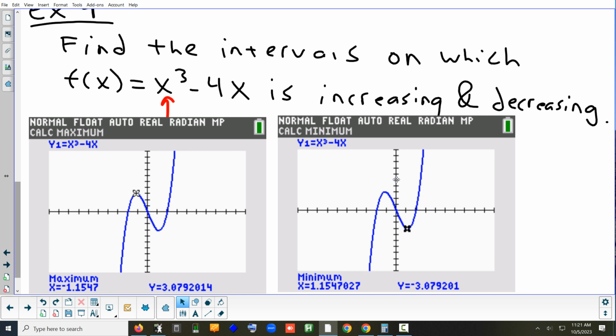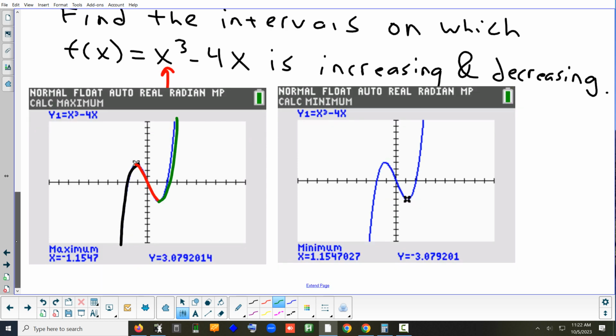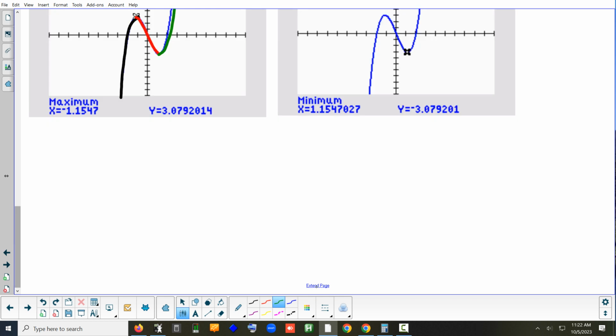All right, so if you're going to split this graph up into increasing and decreasing, how many sections do you have in this graph? Yep, 2 increasing and 1 decreasing. You really got 3 different sections. You've got an increasing section from there to there, a decreasing section from there to there, and then an increasing section from there to there. So let's start by figuring out the increasing sections.